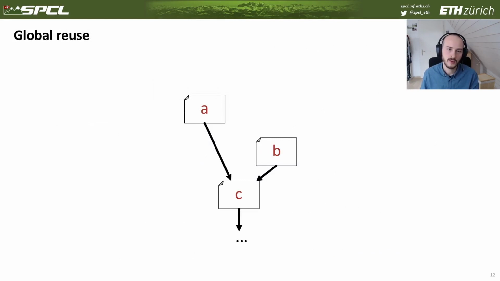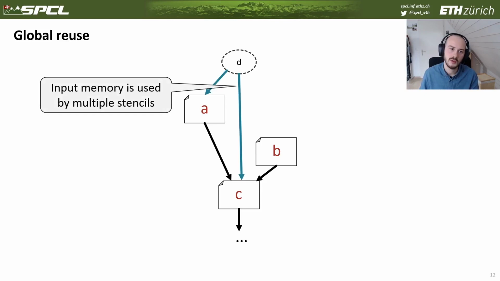So the other aspect was global reuse. So once we have all the reuse that we need within each stencil operator, we can zoom out and look at the program as a whole, where there are other potentials for reuse. For example, this needs to at some point read from an input memory. And if we imagine an input memory D, this might be used by more than one stencil. So in this case, D is read by both the A and the C stencils. So what we can do in this case is read D only once and pass it to both A and C.